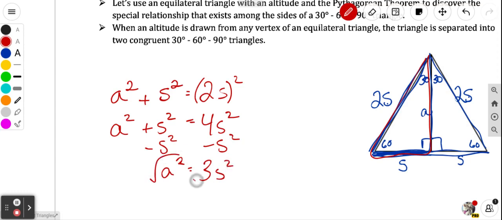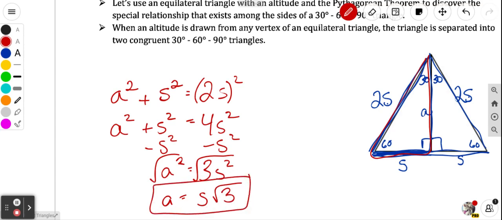And then lastly, I'm going to take the square root of both sides. So I have A is equal to. The square root of S squared is S. The square root of 3, it's not a perfect square, so it's just going to be S radical 3. So what that means is the long leg, or in this case A, is equal to the short leg times radical 3. So this is S radical 3. So if this was 5, this would be 10. This would be 5 radical 3.